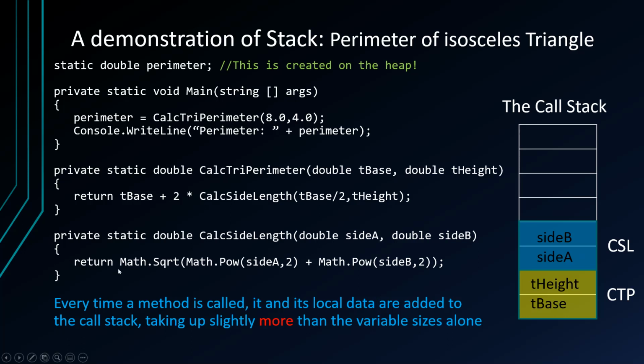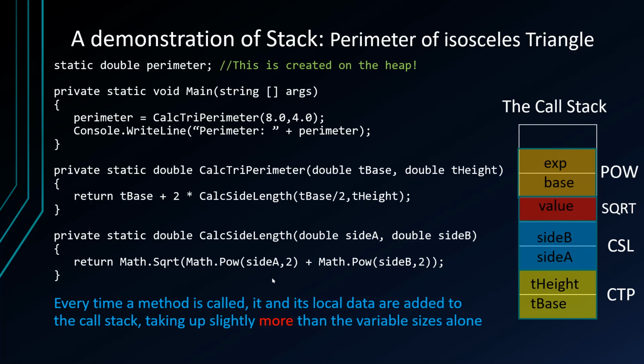So now we're down into calc_side_length, and now we have more operations. We've got to take the square root of something. What are we taking the square root of? A POW operation. So let's do that POW operation. The POW operation has a base and an exponent. Well, that base and exponent is calculated, and when it's calculated, that value gets put back down into that square root function.